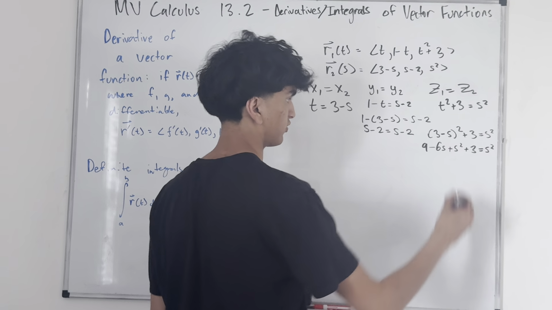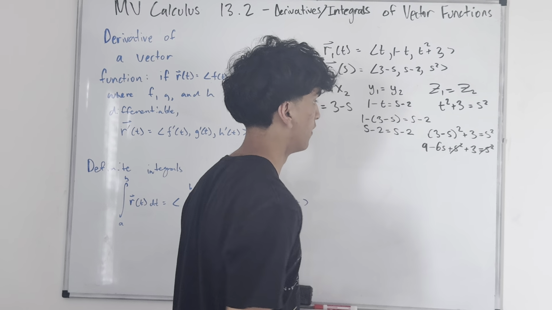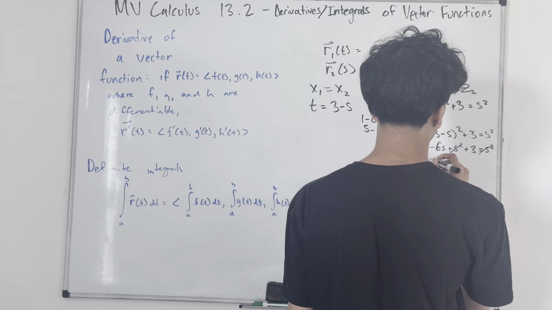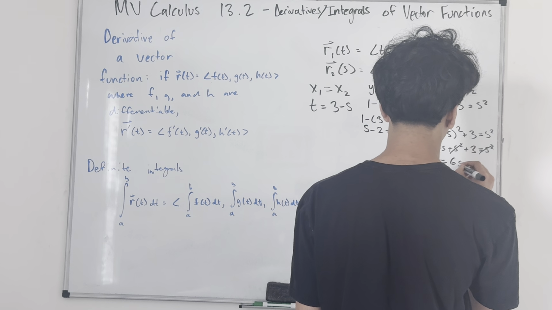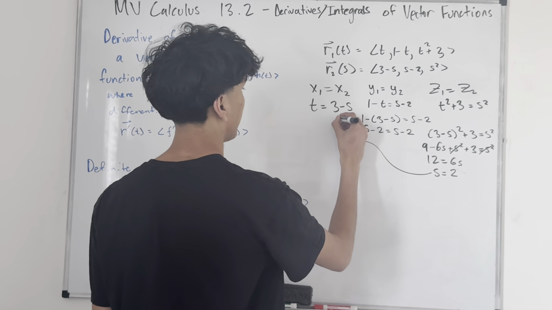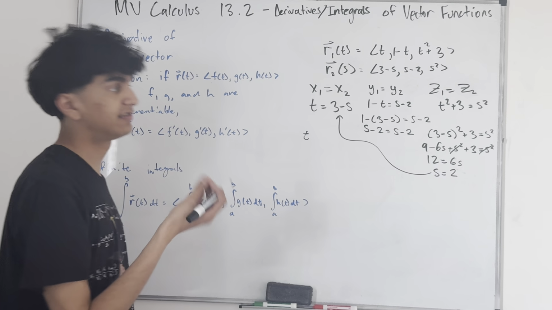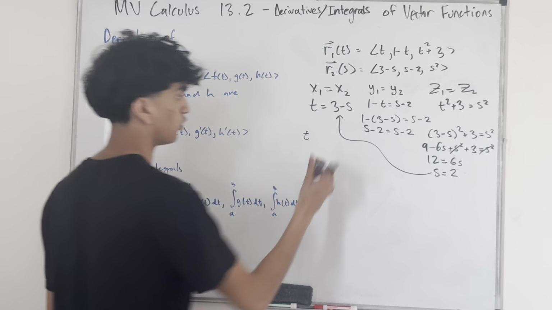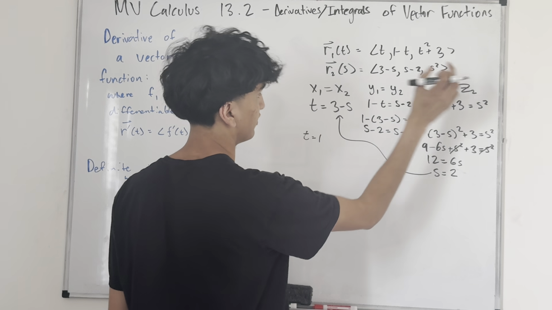Luckily, one of the s squareds cancel out. And then I get 9 plus 3 is 12, which is going to equal 6s. So s is going to equal 2. And then going back over here, I can say when s is equal to 2, t is going to equal 1 when the x's and the z's are equal.